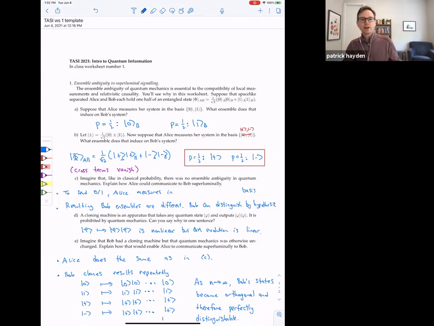Now in part C, I'm asking you to imagine that this ensemble ambiguity property that we saw for density operators did not hold. To remind you, what I meant by that was that for any given density operator which isn't pure, there is an infinite number of different ways of writing it as a mixture of pure states. We saw that the maximally mixed state could be an equal mixture of up and down, or of left and right, or a uniform mixture over the entire set of pure states. There are an infinite number of ways of writing any mixed state which is not a pure state.